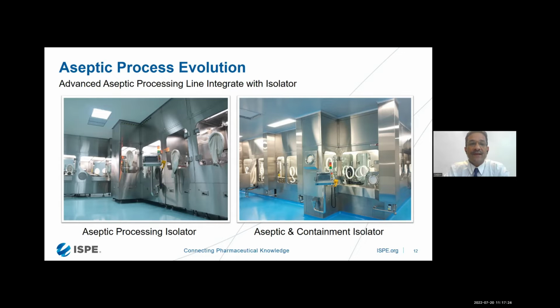If we look at the screen, you can see two types of processing units. With the help of my mouse, I will try to explain the difference between these two. As you can see, this is an aseptic processing isolator. There is no product of OEB level 4 or OEB level 5, which is a very potent product, handled in the isolator.